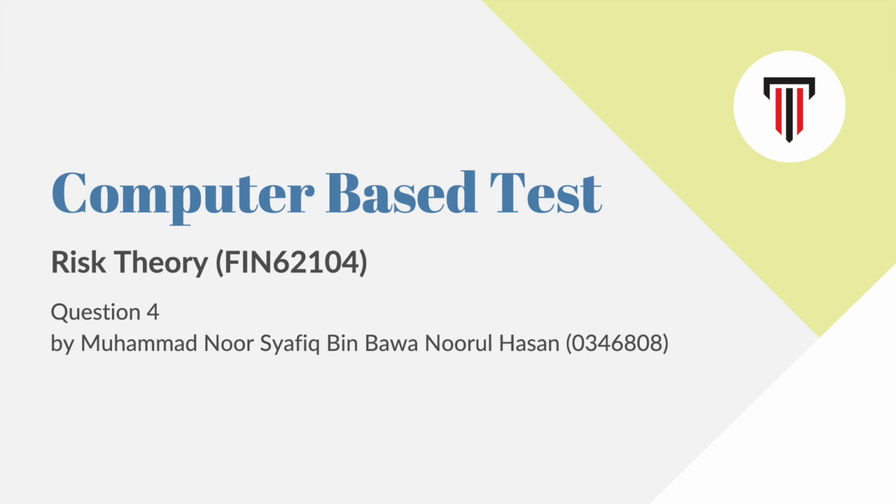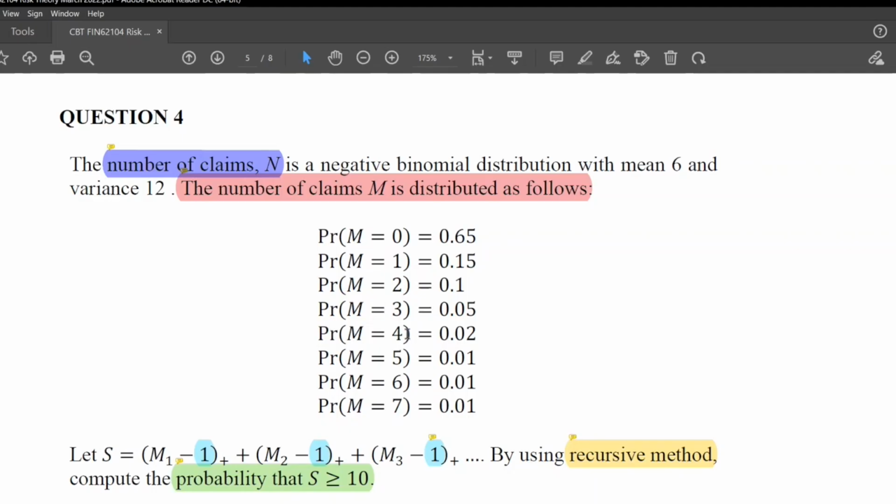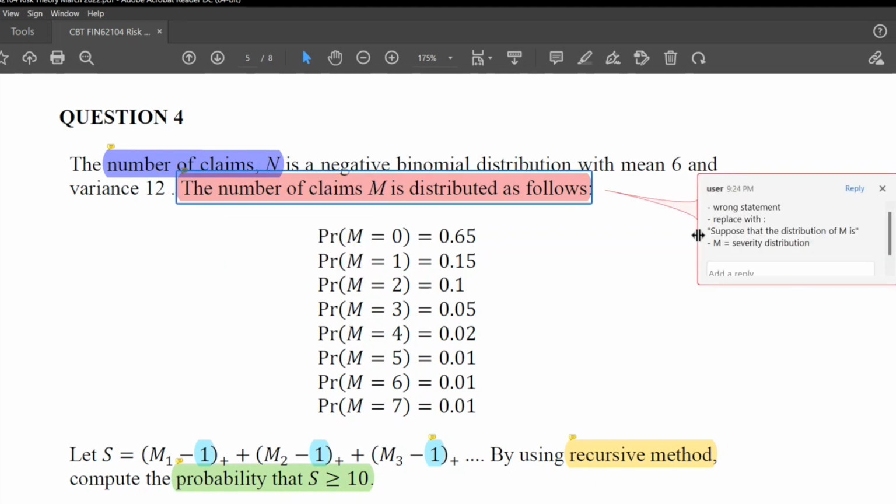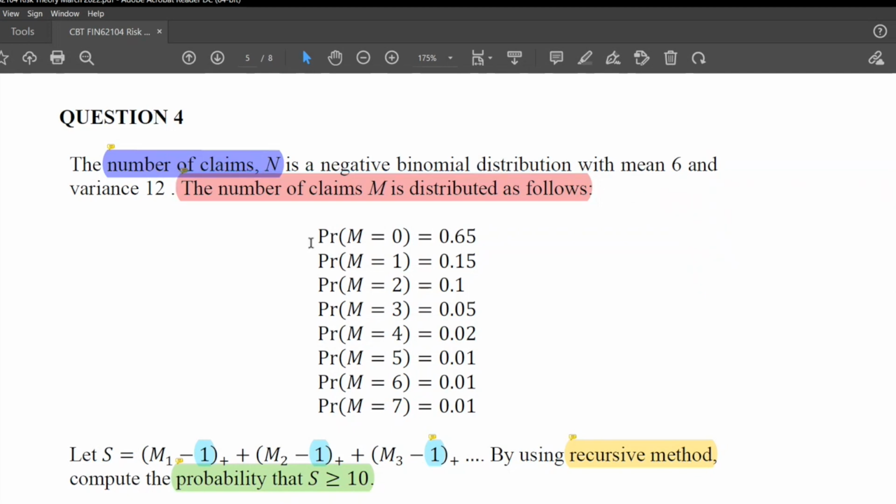So today I'm going to explain question number 4 by using Excel. Question number 4 states that the number of claims N is a negative binomial distribution with mean 6 and variance 12. And this statement is actually wrong and it is replaced with: suppose that the distribution of M, where probability M equals 0 until M equals 7, is as follows.